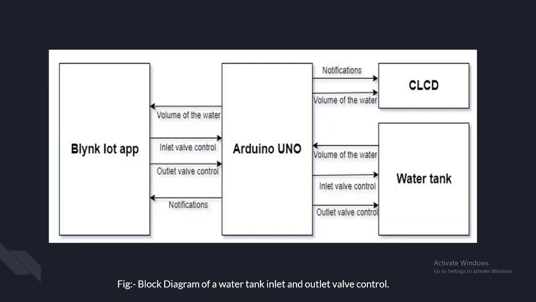The block diagram of the water tank inlet and outlet valve control is shown here. Here the Arduino Uno reads the volume of the water tank and displays it on the CLCD. Inlet and outlet valve control switch widgets are on the Blink IoT app where we can easily control the inlet and outlet valve. A notification will appear in the terminal when the water tank is full.